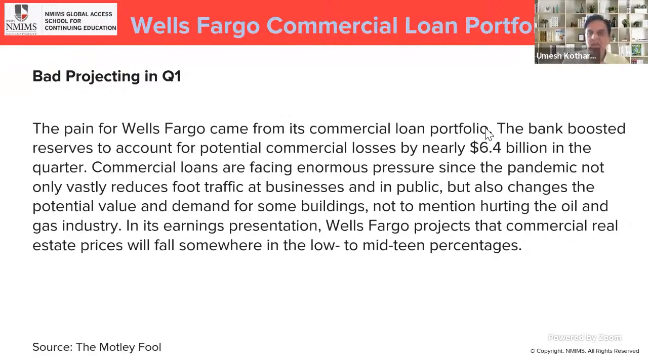So let's just look at this. The bank boosted up its reserves, and as I think Dinesh mentioned, 6.4 billion, a very huge number there. The consumer losses were facing pressure because of the pandemic, which not only reduces foot traffic at businesses and places, but also changes demand for some buildings. So there is no need for office space, there is no need for commercial spaces. And therefore, their investments in oil and gas and real estate seem to not be doing well, and therefore the asset correlation did not do very well for them.